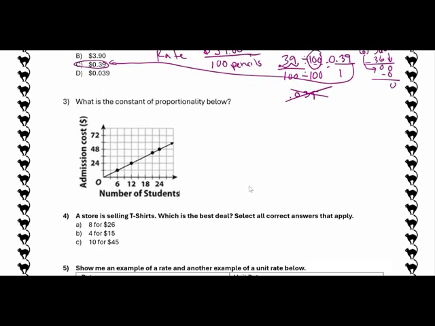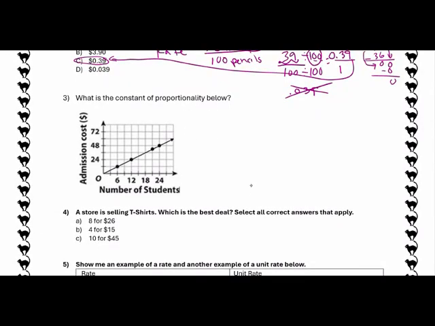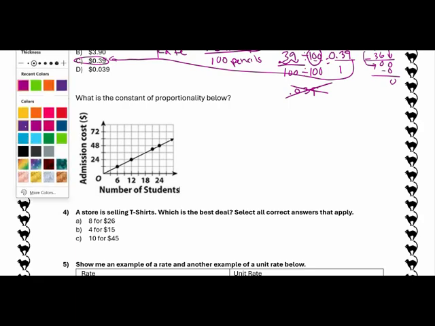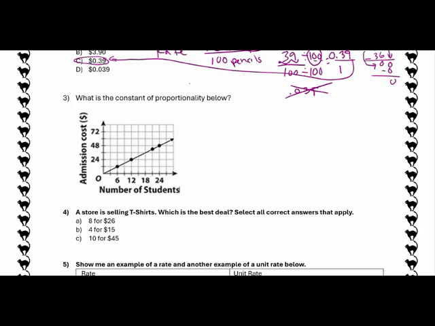All right, welcome back. Let's look at number 3. I'm going to change my color. All right, I'm going to do purple this time. Oh, that kind of looks like the other color, so I'll do red. All right, what is the constant of proportionality below? This constant of proportionality is the same thing as the unit rate. Okay, so it's not asking if it is proportional, it's saying what is that proportionality? What is the unit rate?